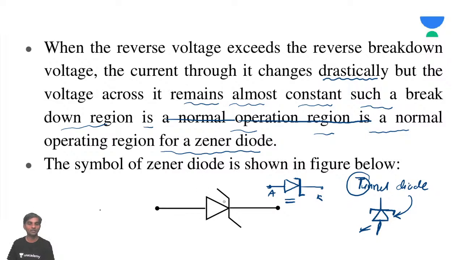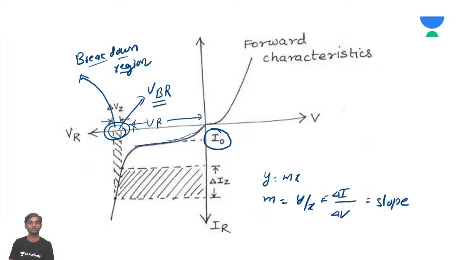And we have seen the symbol of the Zener diode. As I told you, the symbol of the Zener diode contains Z, right? When the reverse voltage exceeds the reverse breakdown voltage, the current through it changes drastically, right? But the voltage across it remains almost constant. And this is what I told you. So the Zener diode must be operated in the breakdown region.